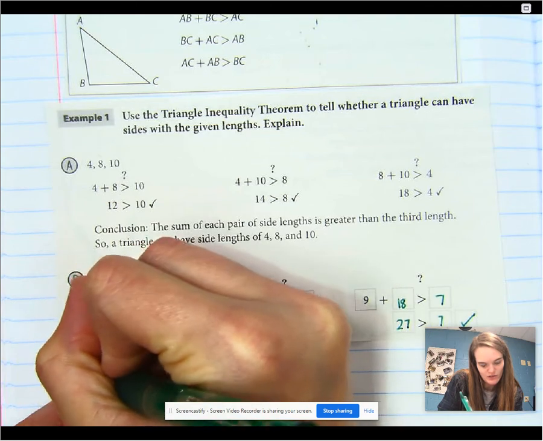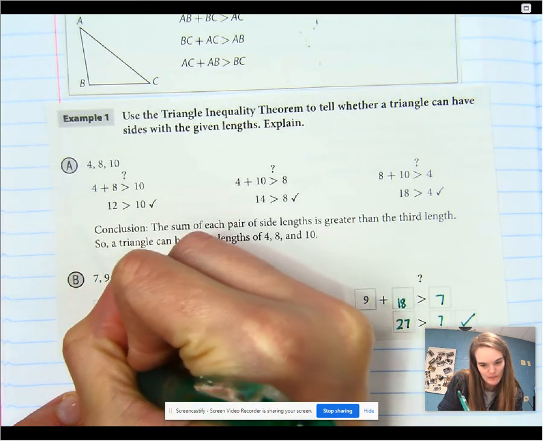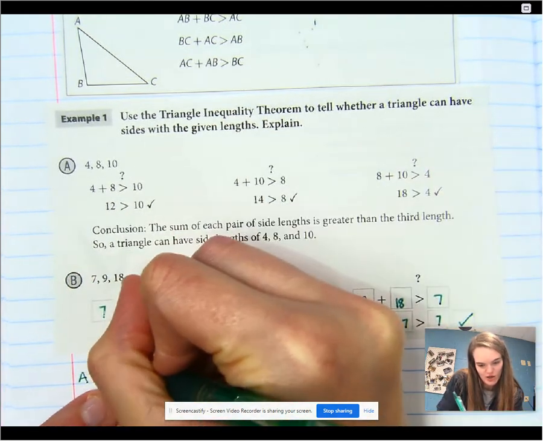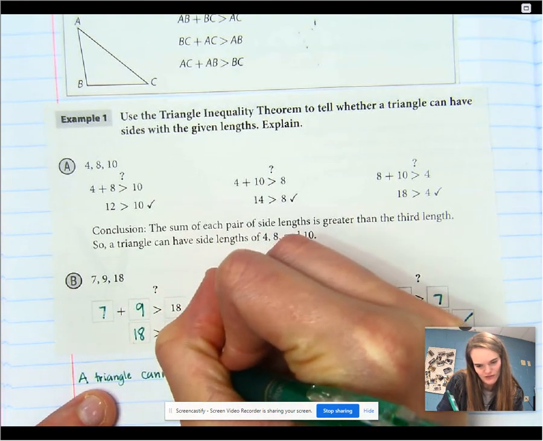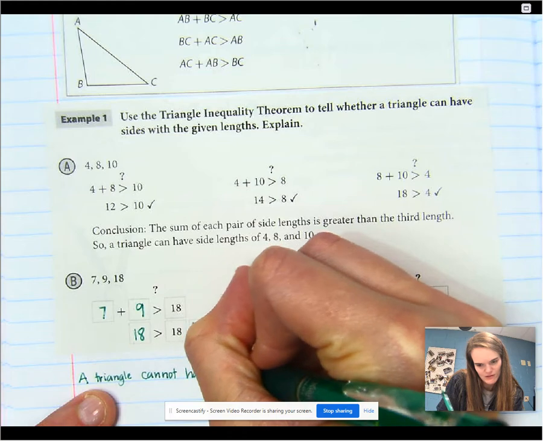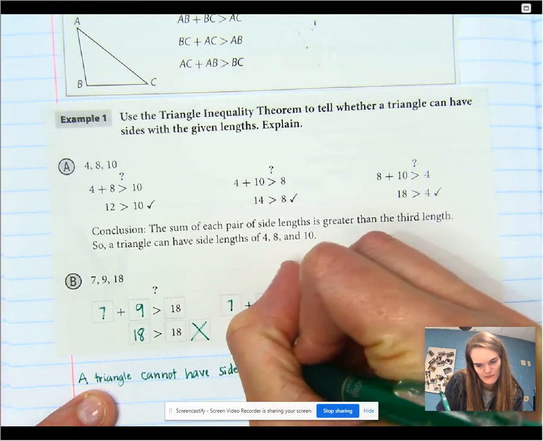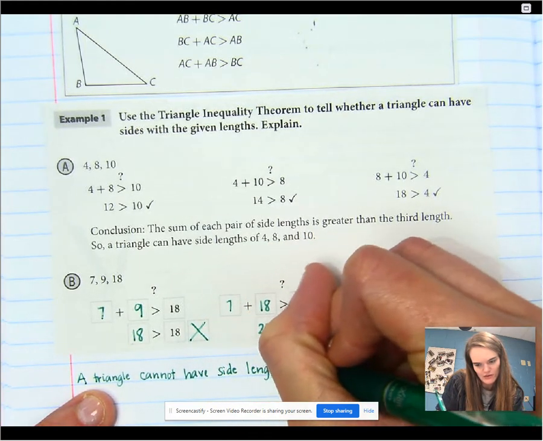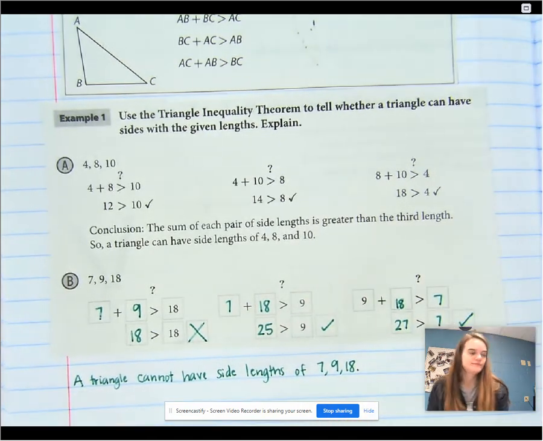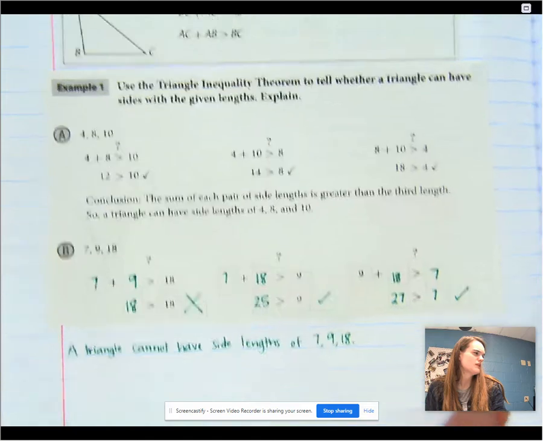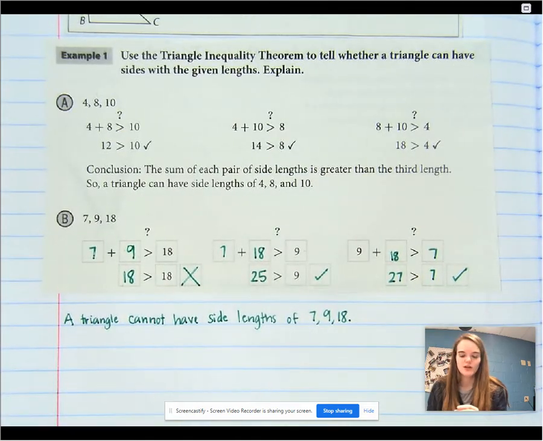A triangle cannot have side lengths of 7, 9, and 18. Not going to happen. As soon as one of them doesn't work, it doesn't work. Doesn't matter if it's or equal to, it said greater.